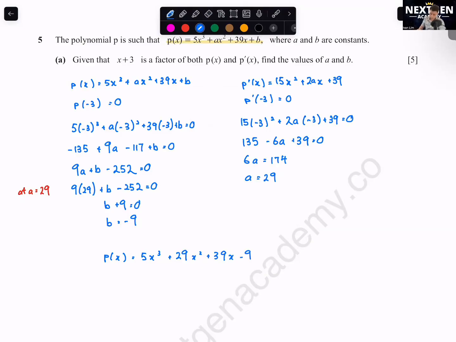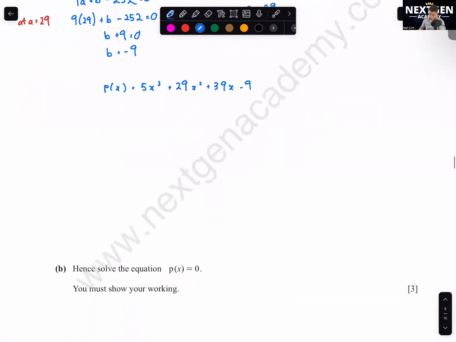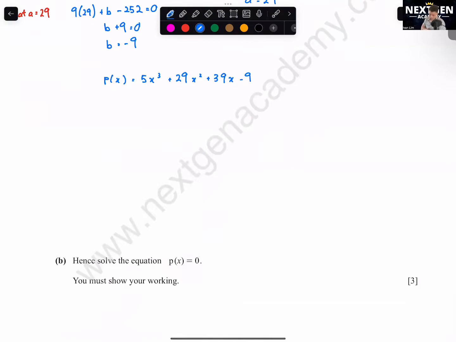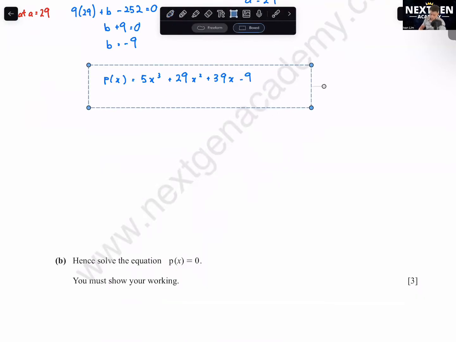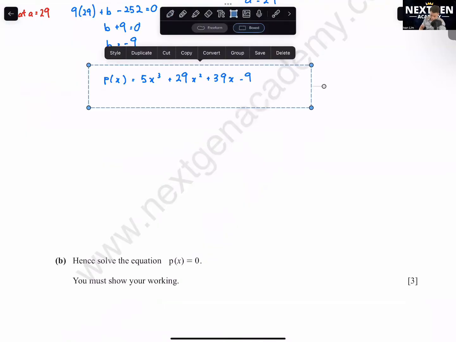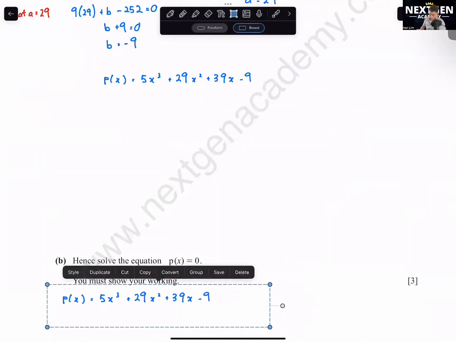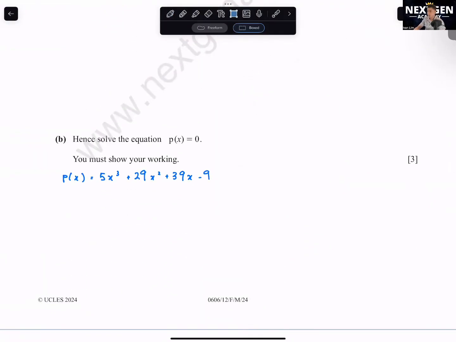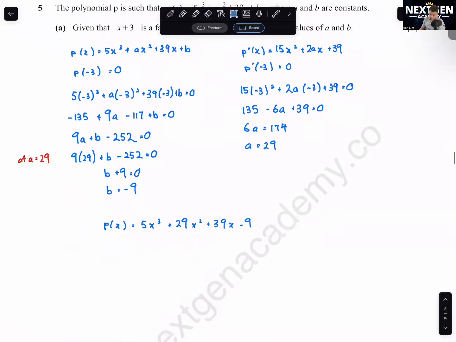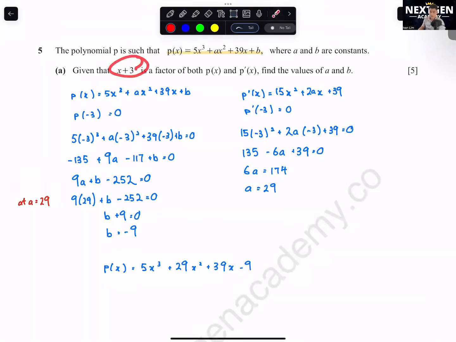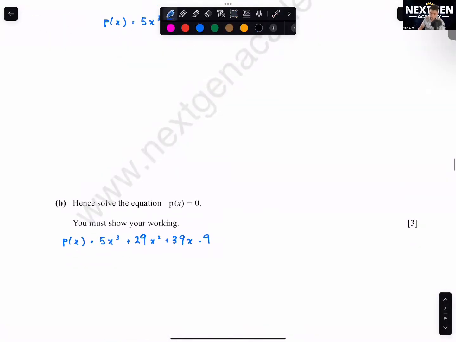Okay, then question B. Hence, solve the equation Px equals to 0. You must show all your working. Okay. Cubic equation. How do we solve this? What's the first step? Cubic equation. Okay, they already gave us one of the factors, right? So you're going to do long division. You use the factors that they give it to you. Here, they say x plus 3. So first step is long division with x plus 3.